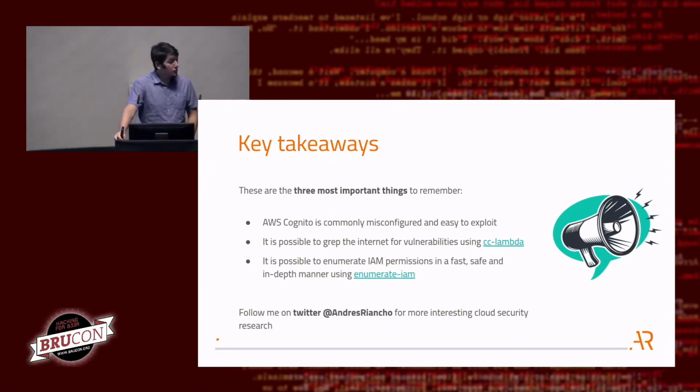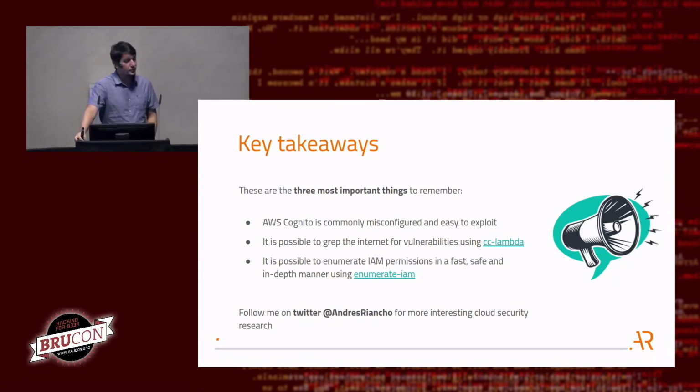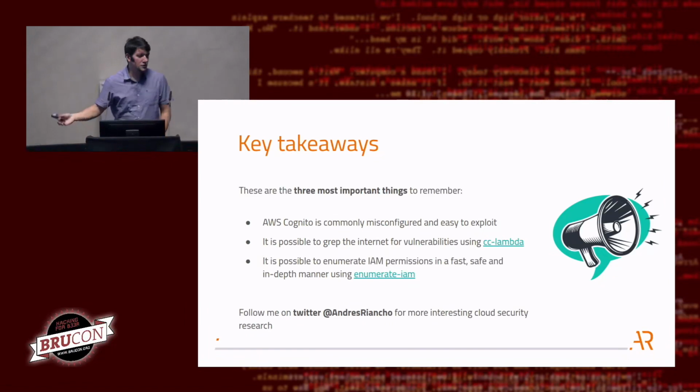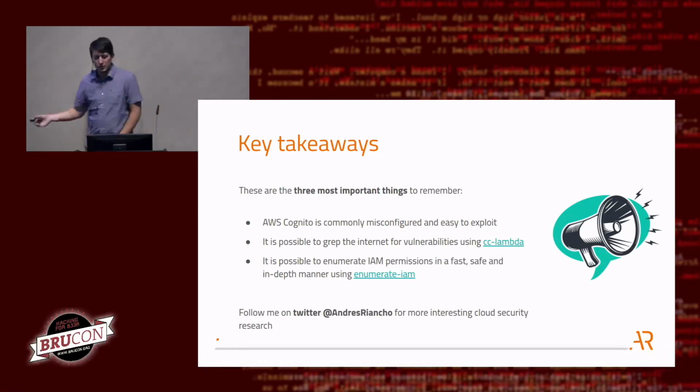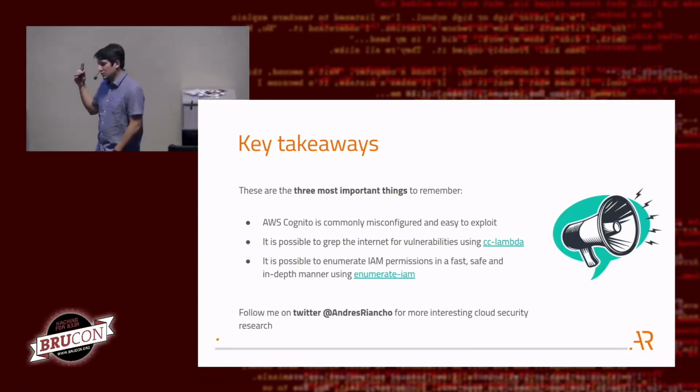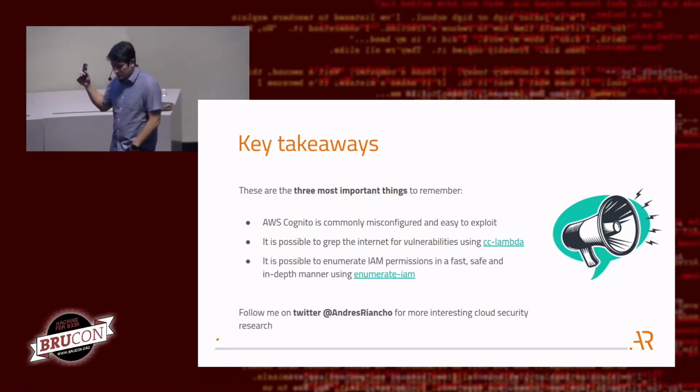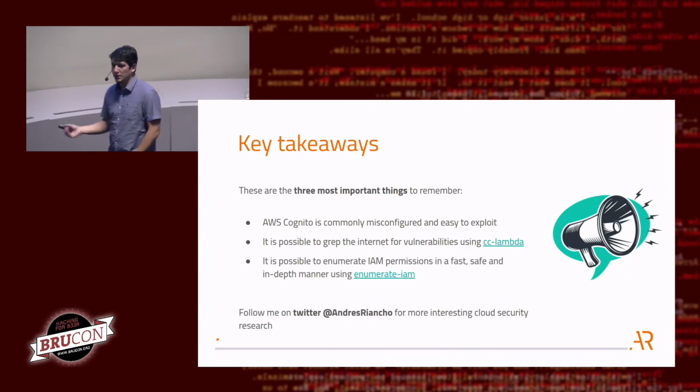It's possible to grab the internet and find vulnerabilities, whatever you want, using CC Lambda. If you ever dreamed about doing a grep of the internet, CC Lambda. And it's also possible to enumerate the permissions associated with AWS credentials using enumerate-iam. And it's going to be fast, and it's going to be safe to run in any account.